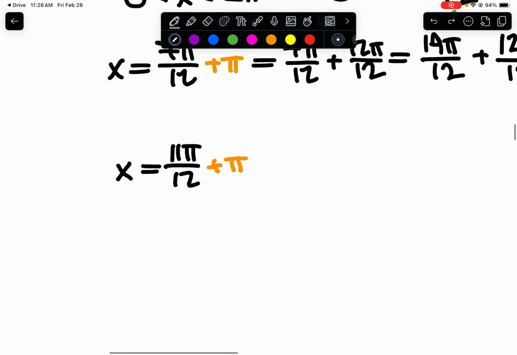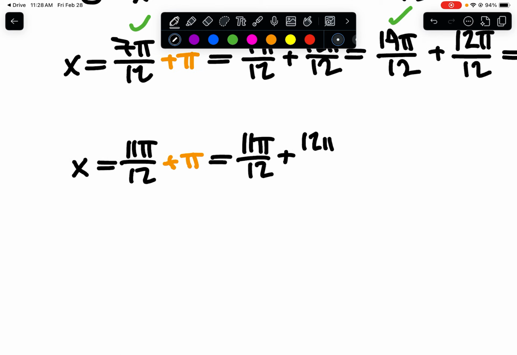So same idea down here. We have 11 pi over 12 plus pi. So this is going to be 11 pi over 12, and then we're going to add another pi for the period.